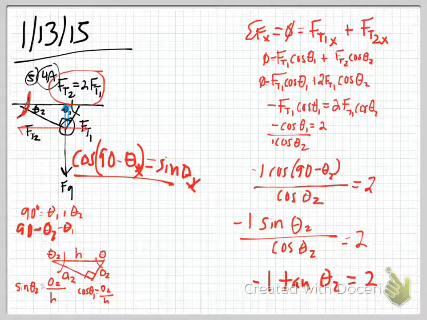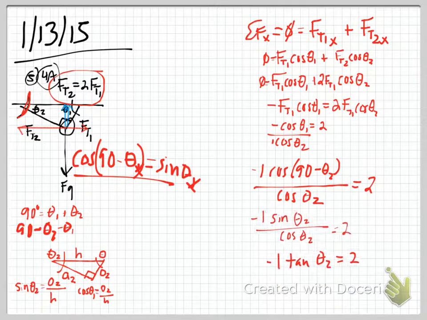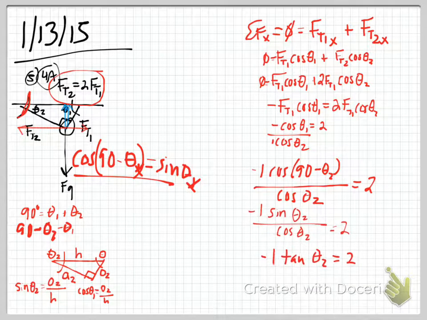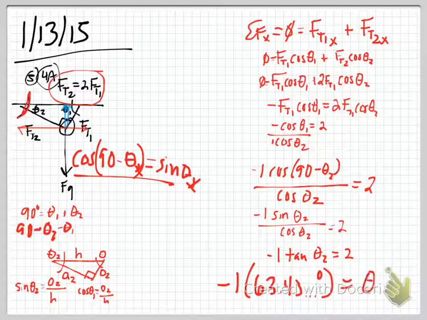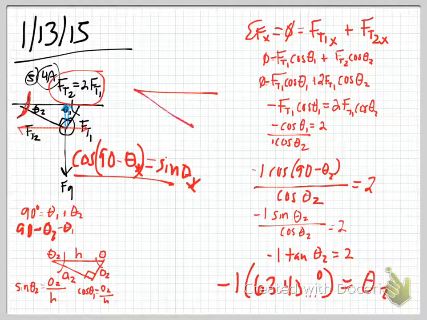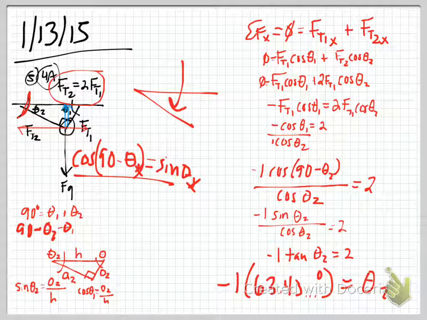Okay. And the negative 1 is a weirdo. The negative 1 ends up not mattering. It mattered a lot when those were forces. What we get is negative 1 times 63.43, etc. degrees equals theta 2. All that's saying is that that angle is below the horizontal. It's below the level of the ceiling.